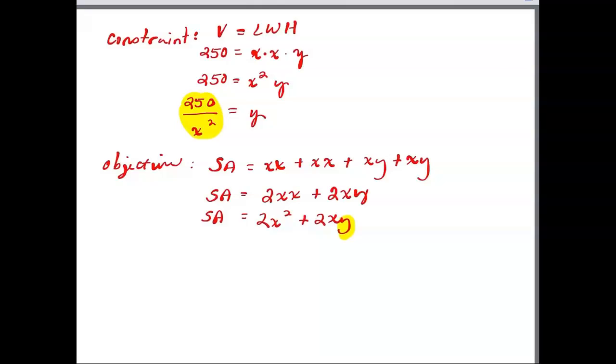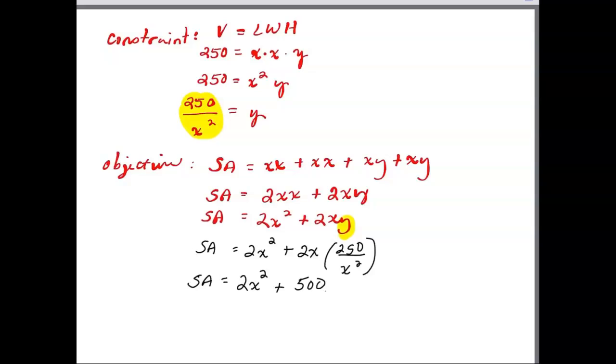All right, and now we're going to rewrite this objective equation by substituting in for y. This quantity right here, we're going to sub in for y in our objective equation. Doing that, we have our surface area equal to 2x squared plus 2x times 250 all over x squared. And then we simplify. Okay, so we have our surface area equals 2x squared plus 500 all over x.